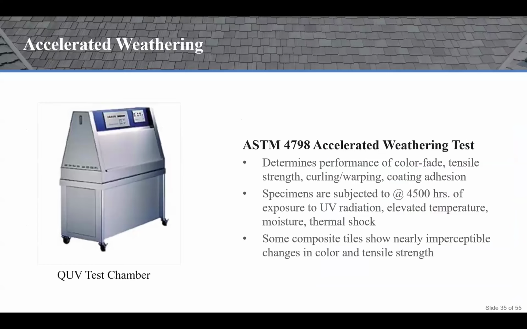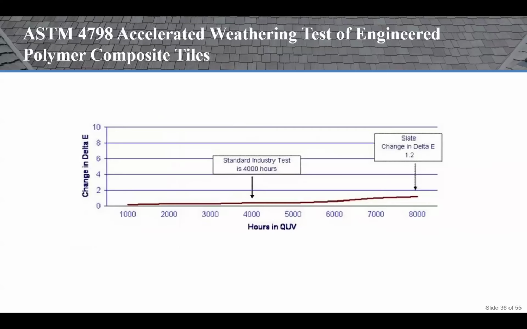There's also the accelerated weather testing. This test is used to determine the material performance in terms of color fade, tensile strength, curling, warping, and coating adhesion. It uses a QUV test chamber, and the specimens are subjected to roughly 4,500 hours of exposure to UV radiation, elevated temperatures, moisture, and thermal shock. The results of tests on some engineered polymer composite tiles show nearly no color change, along with no real change in tensile strength.